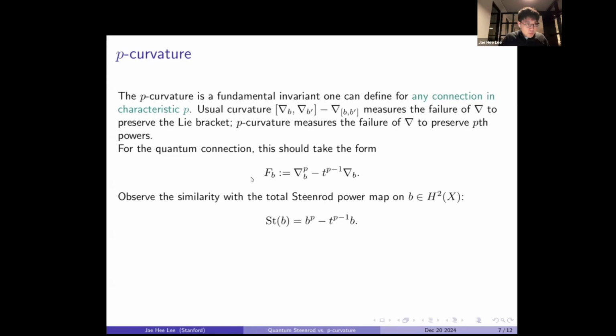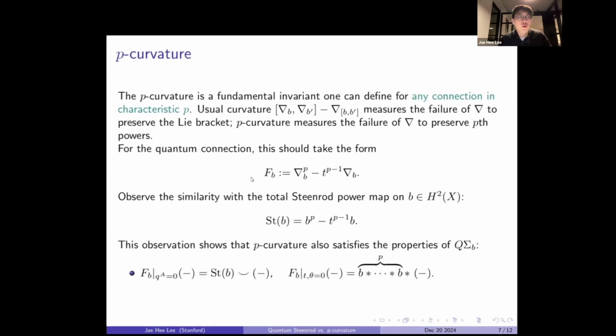Using this observation, one can easily show that the p curvature of the quantum connection actually satisfies the same properties as these quantum Steenrod operators that I alluded to earlier. So this similarity between the expression of the p curvature and the Steenrod operation is the starting point of this story.